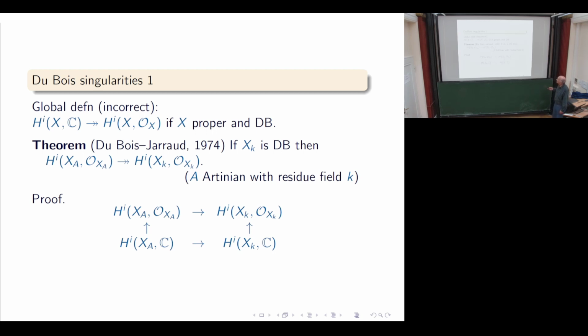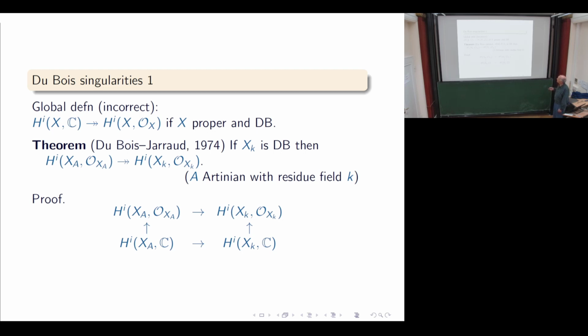Okay. So now this whole thing started with an earlier paper of Du Bois, but there is this paper. If the central fiber has Du Bois singularities, then, for an Artinian scheme, the cohomology group of the total scheme surjects onto the cohomology group of the central fiber. And you see, this is precisely what we needed to show that the push forwards are locally free. And now, amazingly, this is the proof.